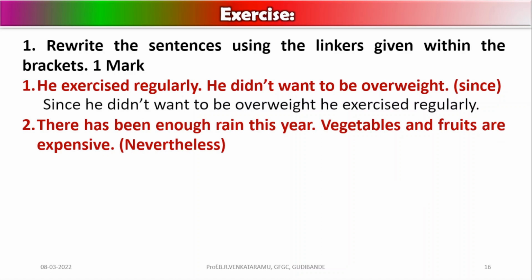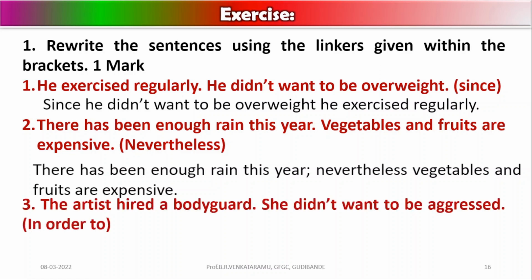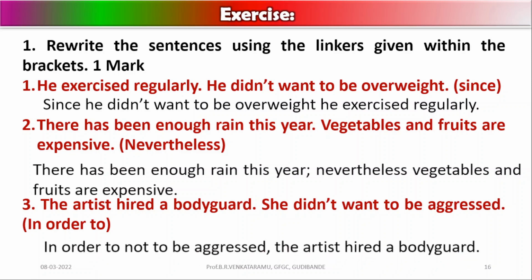Next sentence, there has been enough rain this year. Vegetables and fruits are expensive. In the bracket it's given nevertheless. Well, you could rewrite as, there has been enough rain this year. Nevertheless, vegetables and fruits are expensive. Third sentence, the artist hired a bodyguard. She did not want to be aggressed. You can use the linker in order to rewrite the sentence. While in this sentence, you can see, in order not to be aggressed, the artist hired a bodyguard.